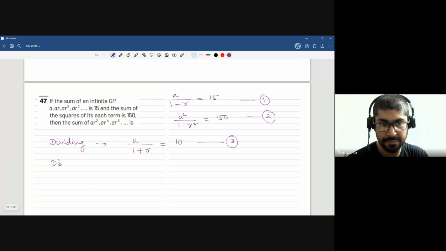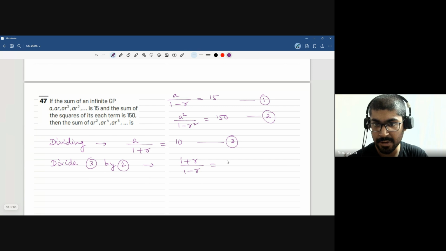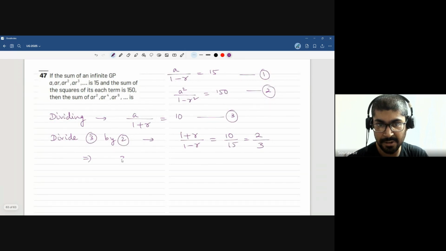Now divide 1 by 2 or 2 by 1, whatever you want. You will get similar results, just to eliminate the A. So let us divide serially 3 by 2. That would give you 1 plus R by 1 minus R is equal to 10 by 15, which is 2/3. So that means you will get 3 plus 3R is equal to 2 minus 2R, which would give you R equal to 1/5.